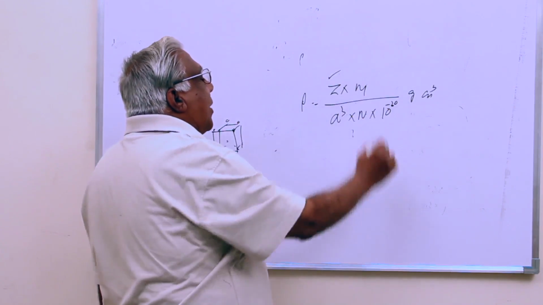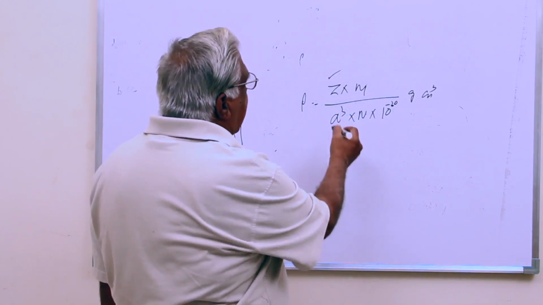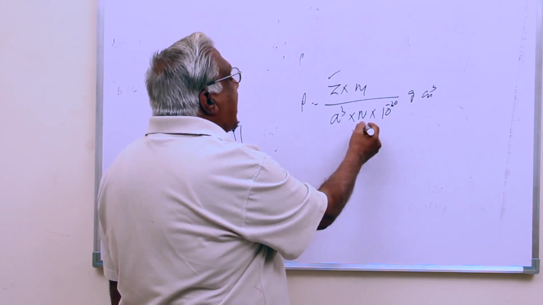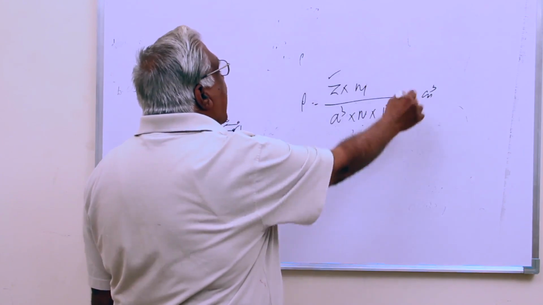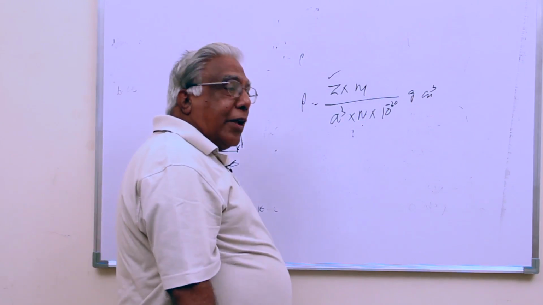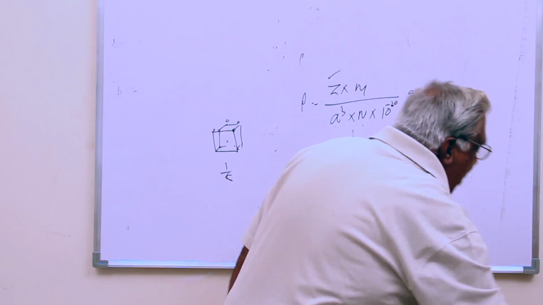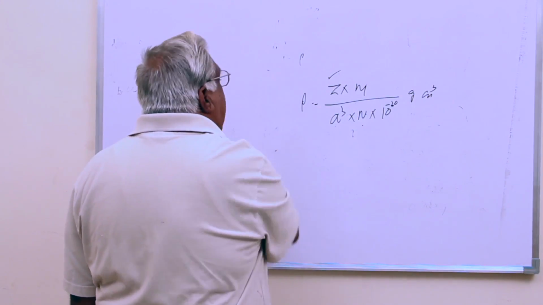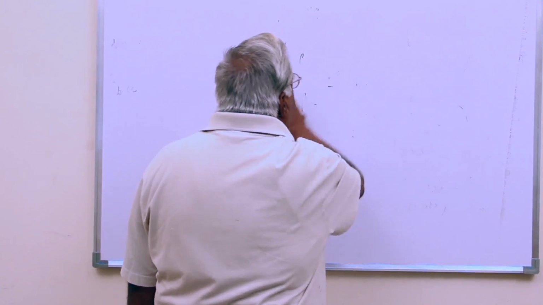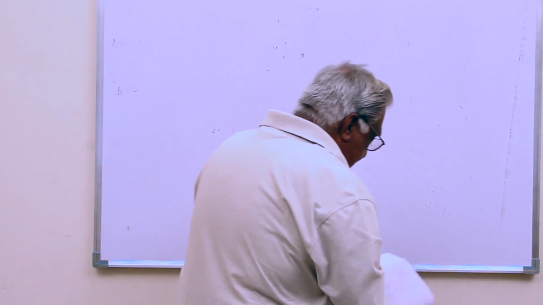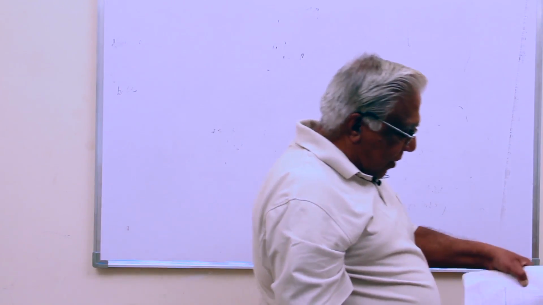M is the molecular mass of the substance. A is the length of the cube. N is the Avogadro number. Using all these things you can calculate the density of a unit cell. What do you mean by density of the unit cell? How many atoms can be present in the given volume of the unit cell. So we can calculate this.